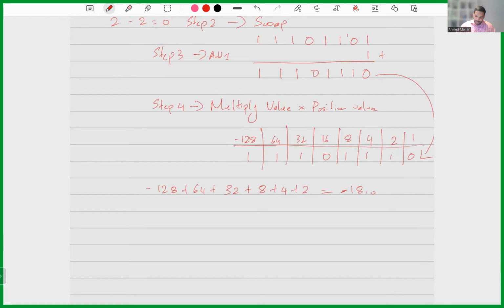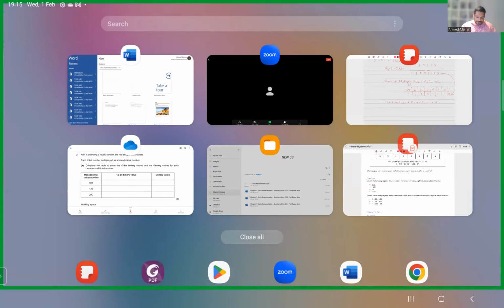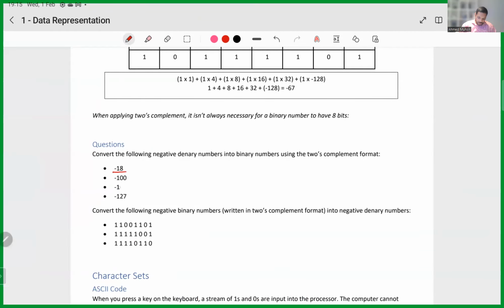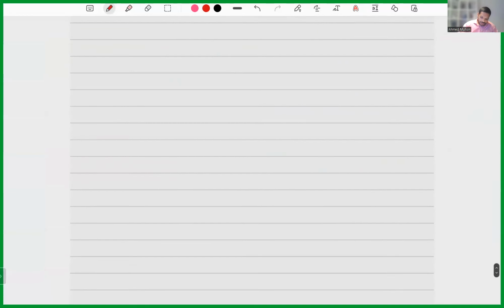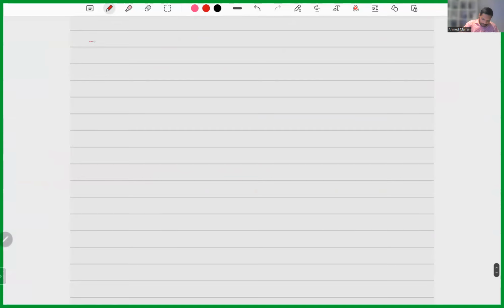Let's take one more example. Let's take the final one, which is minus 127. We want to write this in binary format, so we have to use 2's complement. Step number one, I hope you can remember it now: write it in binary as 127.